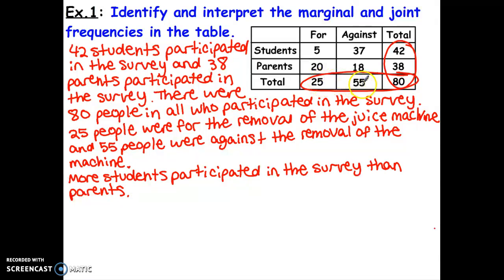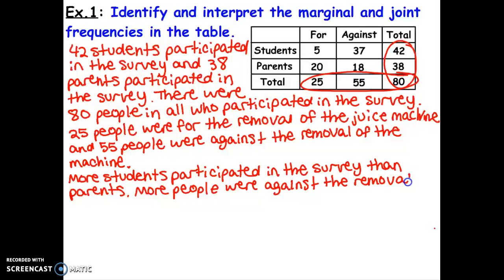And then with the 25 and 55, we'll say that more people were against the removal of the juice machine. Okay? So this is just dealing with our marginal frequencies. And now we need to look at our joint frequencies, which are in the body of the table. So let's first look at the 5 and the 37. I see that we're going to run out of room, so let me go ahead and move to the next slide to do the next part.